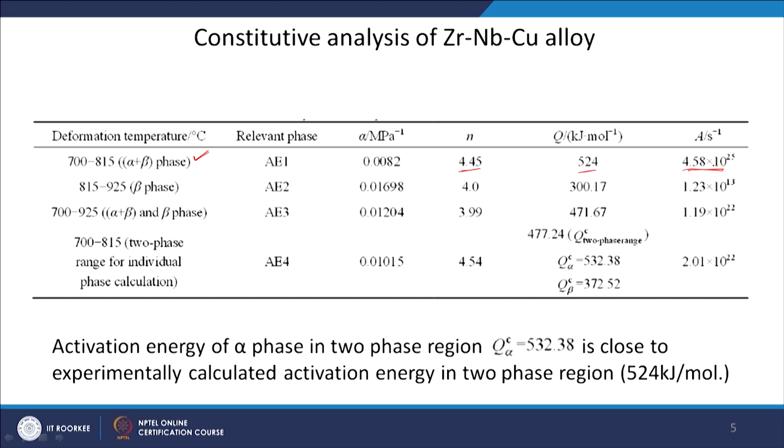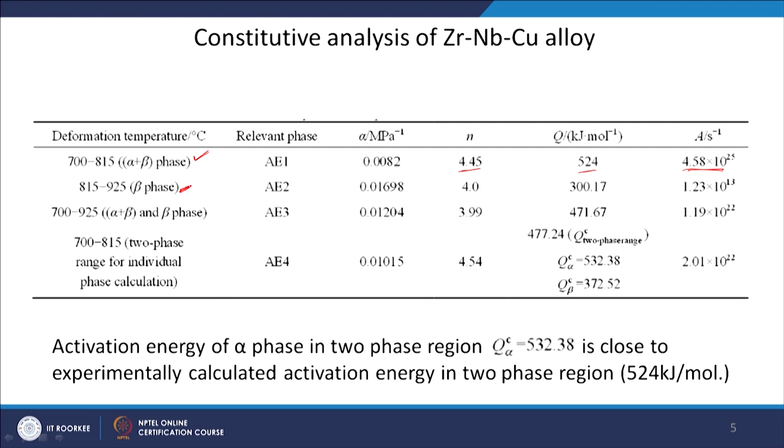So, one set of these parameters was developed for the two phase region, alpha plus beta. Another set of these parameters was developed for the single beta phase field. And one was developed for the entire temperature range.